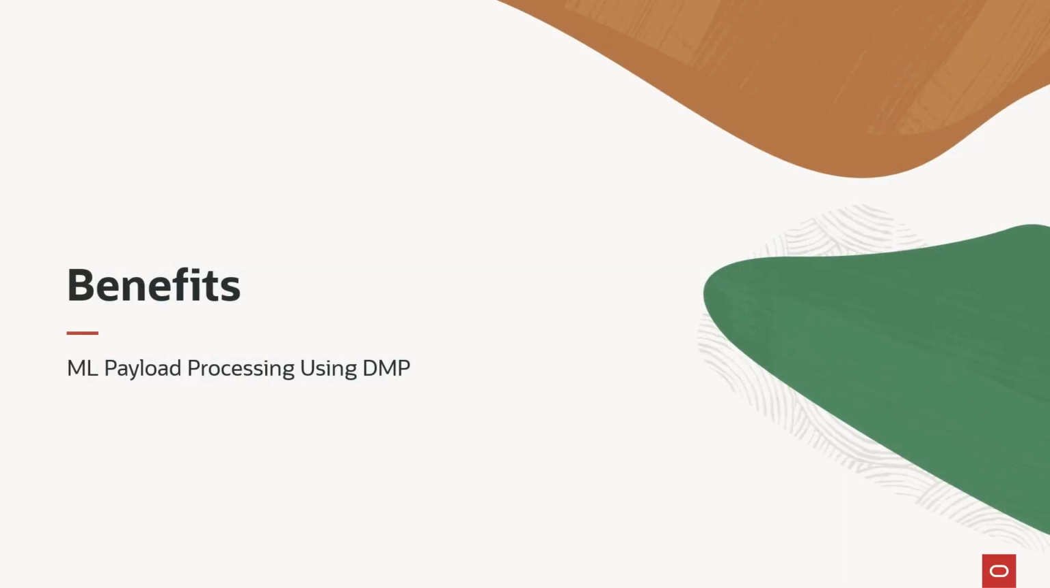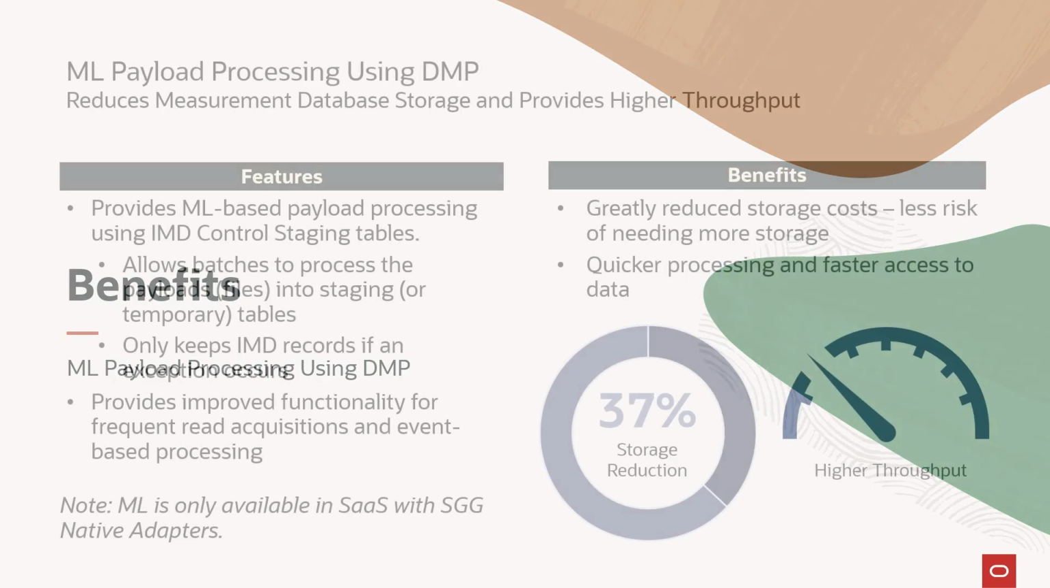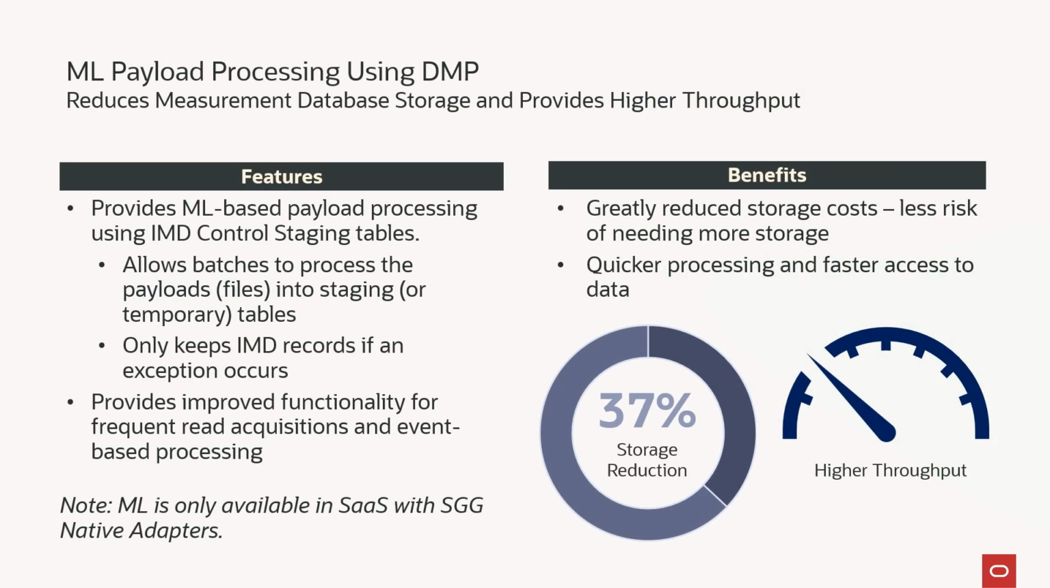Let's start with the benefits and features of machine learning payload processing using DMP. Machine learning-based payload processing uses IMD staging or in-mem tables, which enables batches to upload payload files from Oracle Object Storage into IMD control staging tables on a temporary basis for processing. This functionality only creates IMD records if there is an exception.